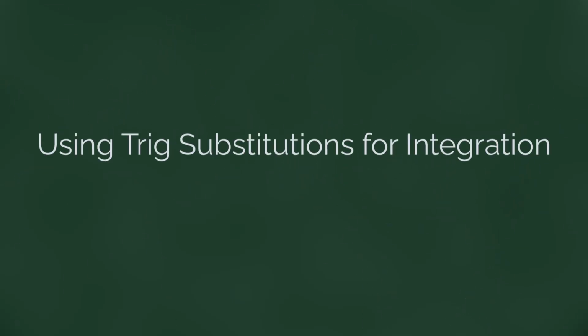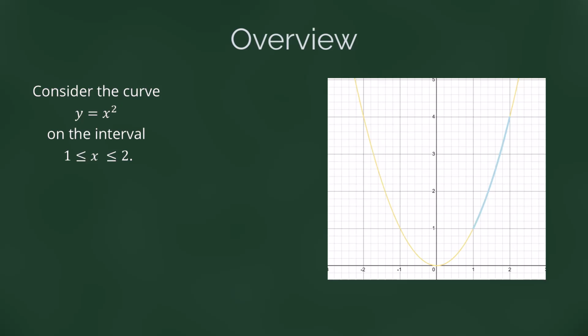We're going to take a look at some ways that using trig substitutions will allow us to find antiderivatives for functions that we haven't been able to do that for. To motivate why we might need to do this, let's consider the graph of y equals x squared, and imagine we want to calculate the length of that curve between x equals 1 and x equals 2.